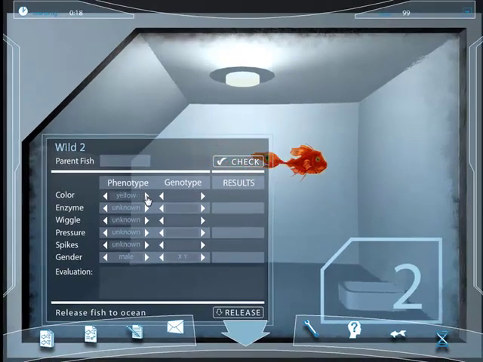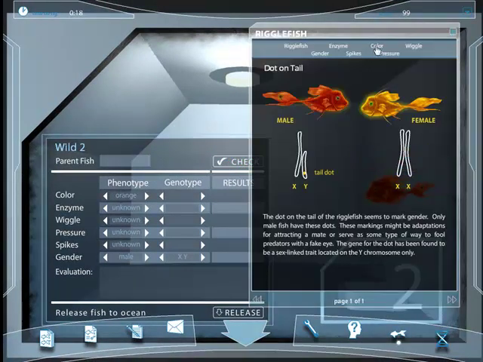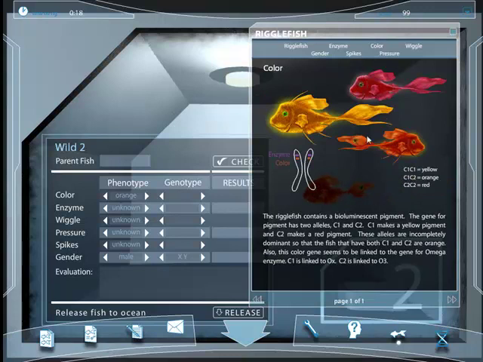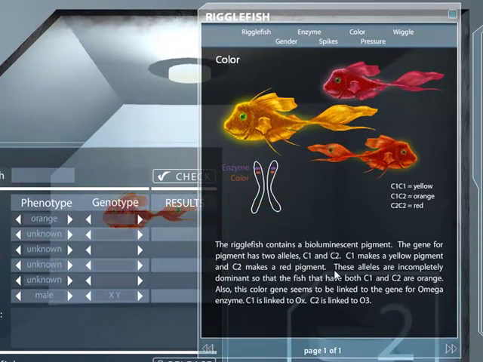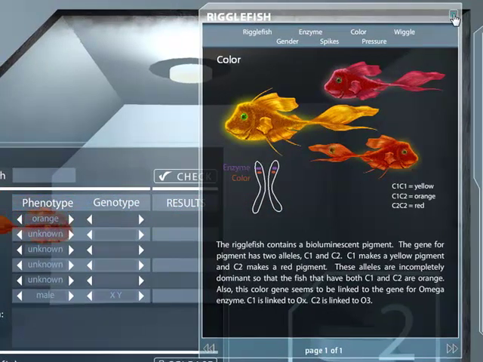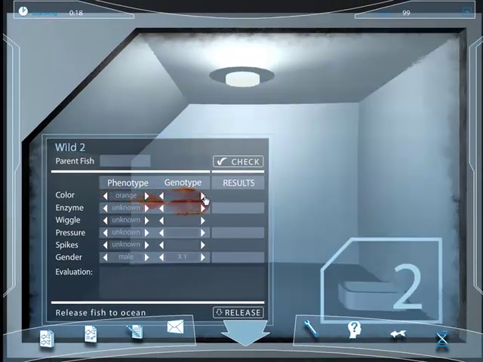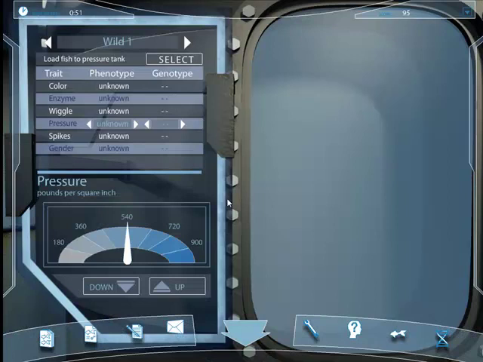Some traits are more complicated. For example, the 2 alleles for color in a Rigglefish are incompletely dominant. Fish with only the C1 allele are yellow, and fish with only the C2 allele are red. Fish with one of each type of allele are orange. These 2 examples are both visible traits. However, not all traits are visible, so players must use the virtual instruments in the lab to further investigate these traits.